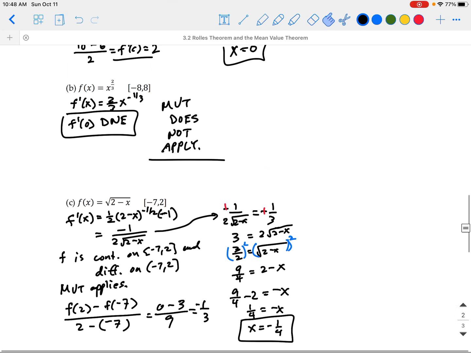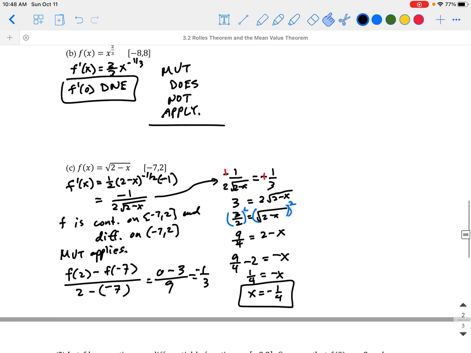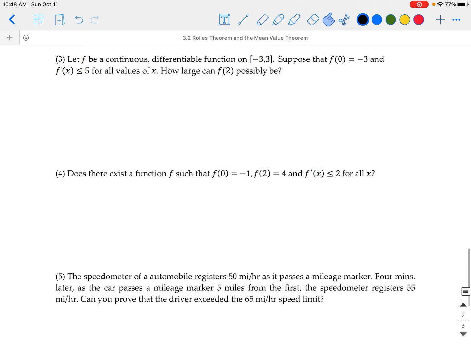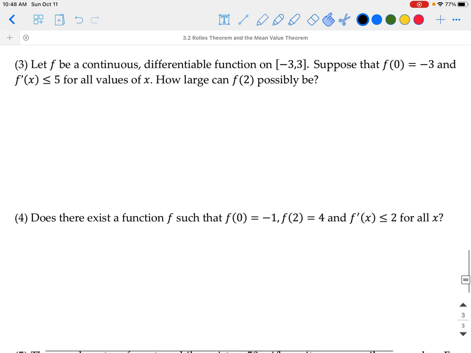All right, so again, be sure to check both continuity and differentiability for those algebra examples. Let's go ahead and move on here. So we've got a couple of different examples here as well that are going to be more analytical, where we're not given an explicit function. So f is continuous and differentiable on negative 3, 3. Suppose that f of 0 is negative 3 and f prime of x is less than or equal to 5 for all values of x. How large can f of 2 possibly be?